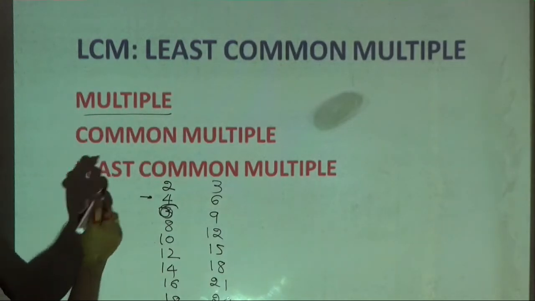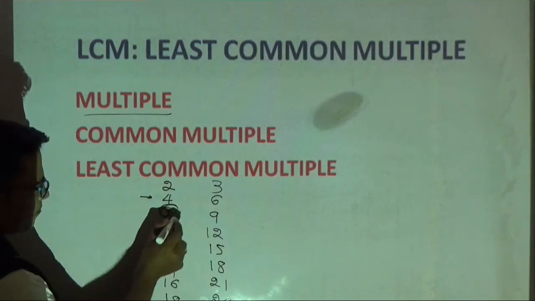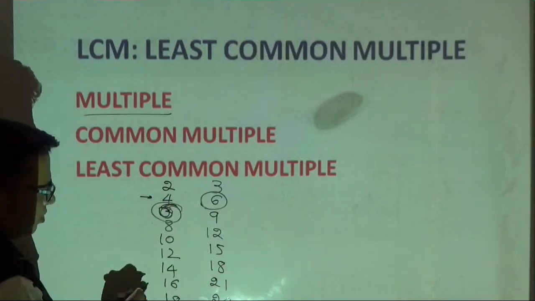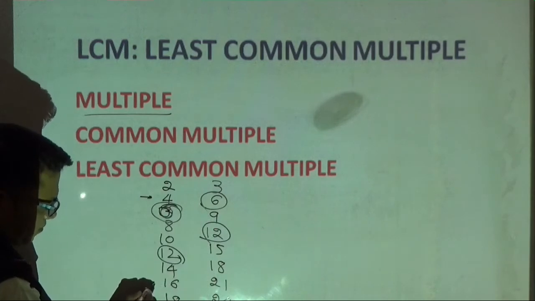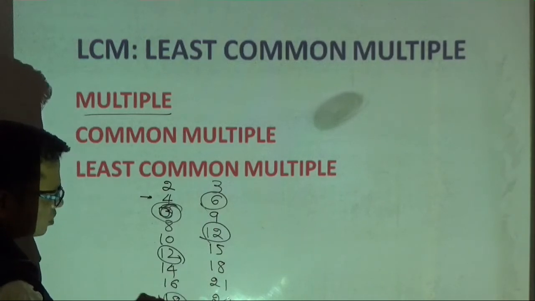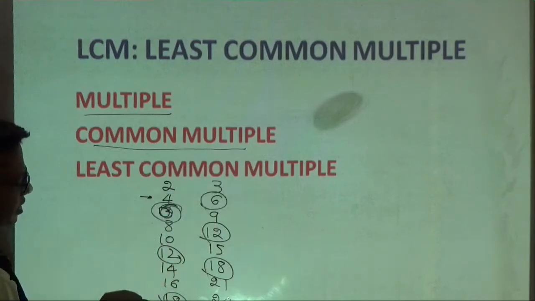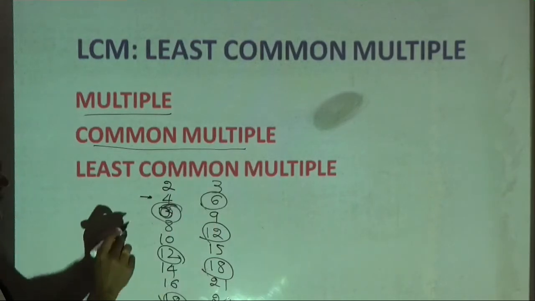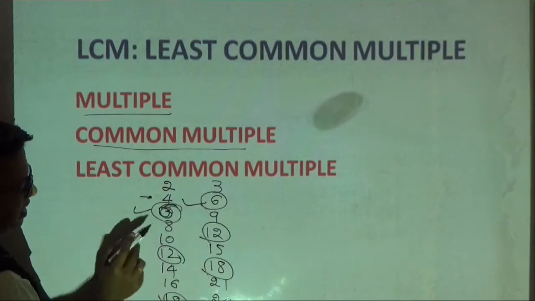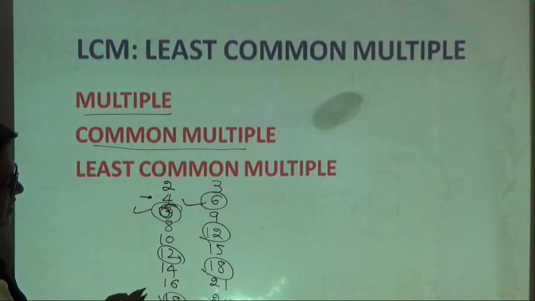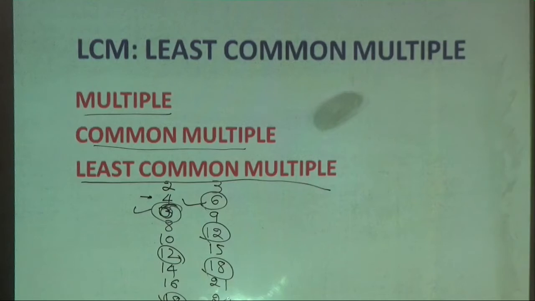Now, what are common multiples? You see here, which are the common multiples? 6 is a common multiple, then 12 is a common multiple, then 18 is a common multiple. So you got what we mean by common multiples. Among the common multiples, which is the least? Among 6, 12 and 18, which is the least? 6. That is called the least common multiple.